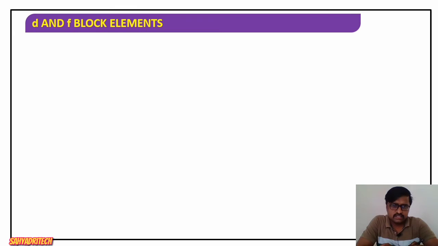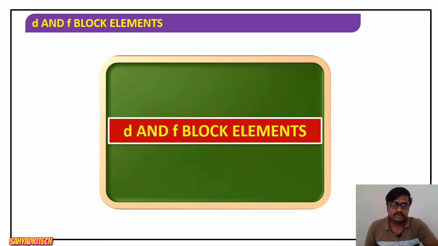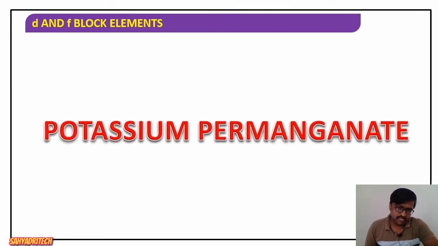So in the last session I completed the preparation as well as the properties of potassium dichromate, K2Cr2O7, right? Well, in this session I am going to move on to the next concept of the chapter, that is the preparation of potassium permanganate, one more important compound of the 3d series elements.